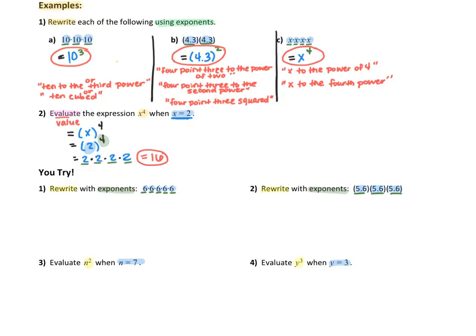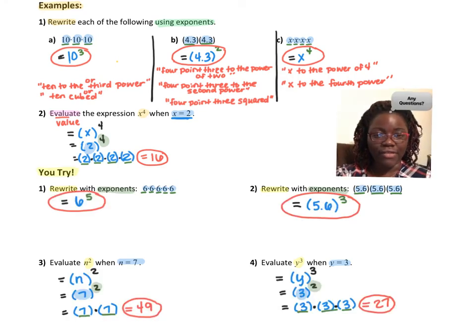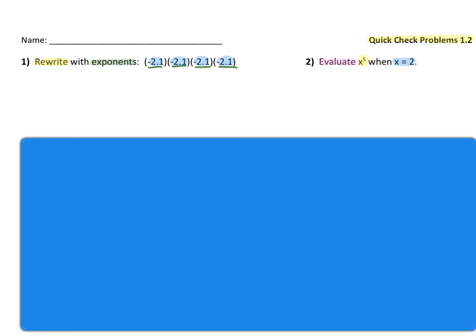Use examples 1 and 2 to help you do the U-Try problems 1 through 4. Look over the problems that I just completed for you and let me know if you have any questions. To show that you've mastered the curriculum for today, please complete the quick check problems 1 and 2 before you leave class.